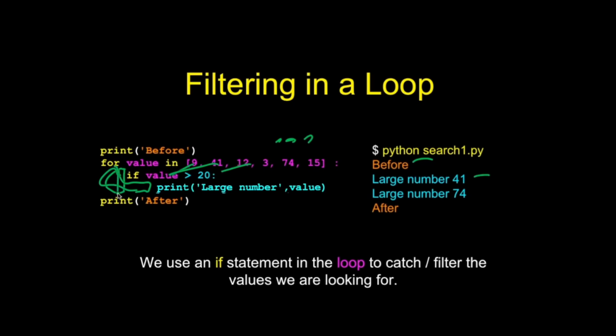12, false, goes back up. 3, false, goes back up. 74, true, so it runs this, so out comes that little print statement. Goes back up, and then 15 is the last one, and that's false. It goes back up, and the 4 says, we're done, and then we do afterwards. And so this is just the notion of having an if statement inside of a for loop, where we're sort of picking or choosing or selecting or looking for something in a large set of things that we're looping through.